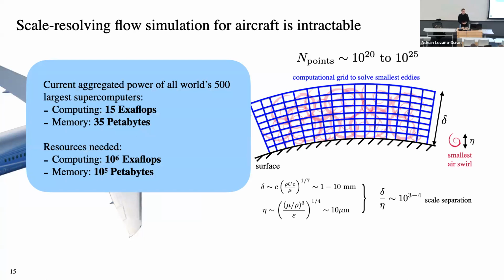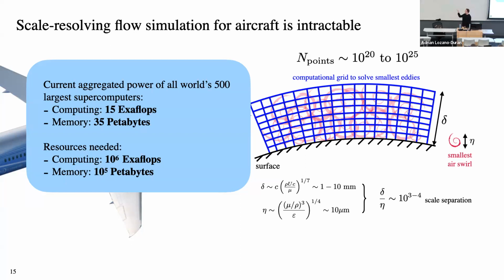Yes, some rough estimates, for example, if I take all the aggregated power that we have in the top 500 largest supercomputers, I take the 500 largest supercomputers and I put them all together. That I cannot do, but let's imagine that I do that. So I have 15 exaflops. That's how many operations per second I can do. And I will have a memory of 35 petabytes. So that's the aggregated computing power.